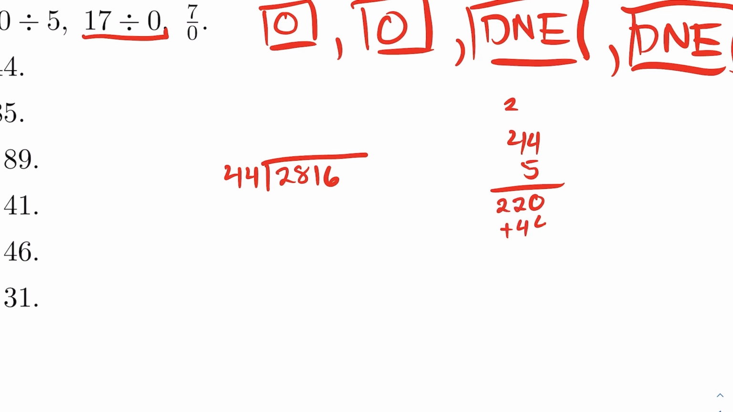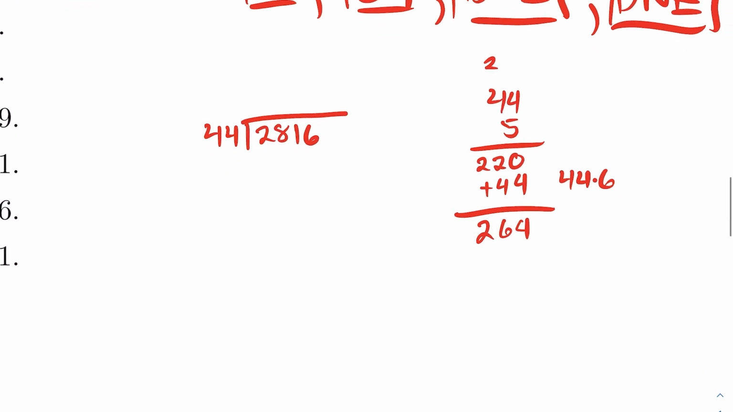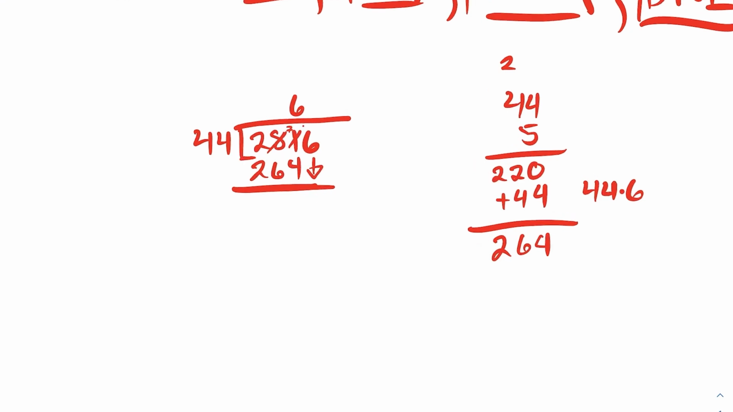Let's add 44. So 264, that's going to be 44 times 6. And I think that's the closest we're going to get. So we can go ahead and write 6 here. We do 264. We go ahead and subtract 264 here. We go ahead and bring down our 6. 1 minus 4, that's not going to work. So we have to do 11 minus 4. That's going to be 7. 7 minus 6 is going to be 1, and we bring down our 6, and 2 minus 2 is going to be 0.